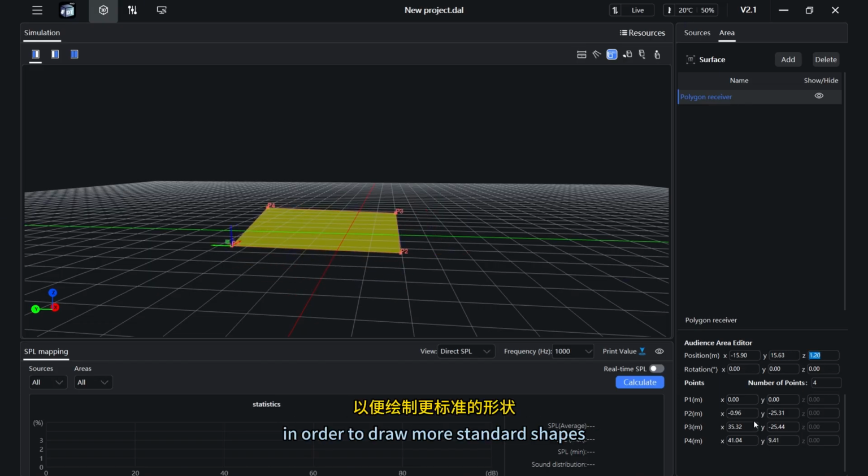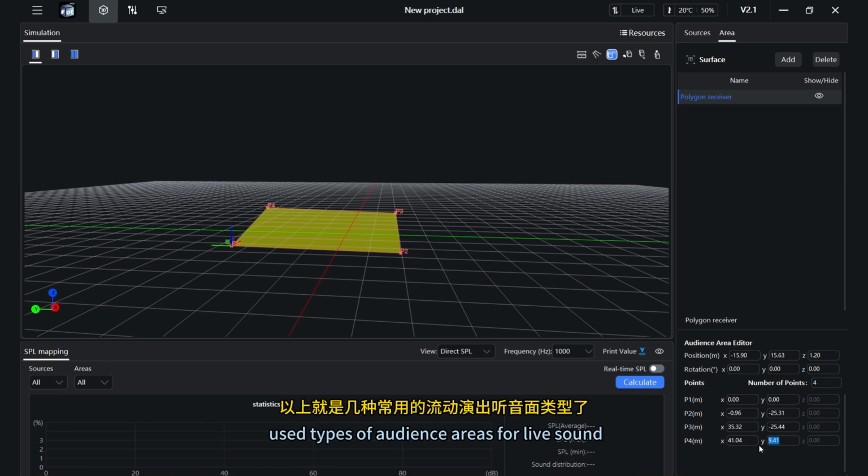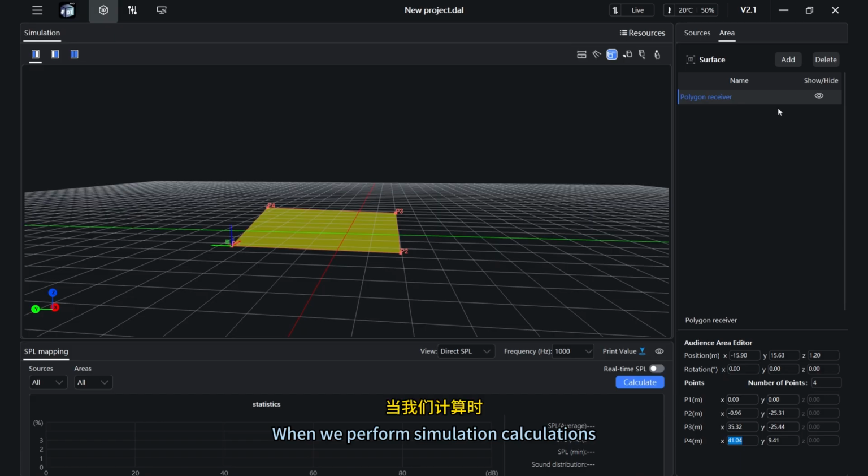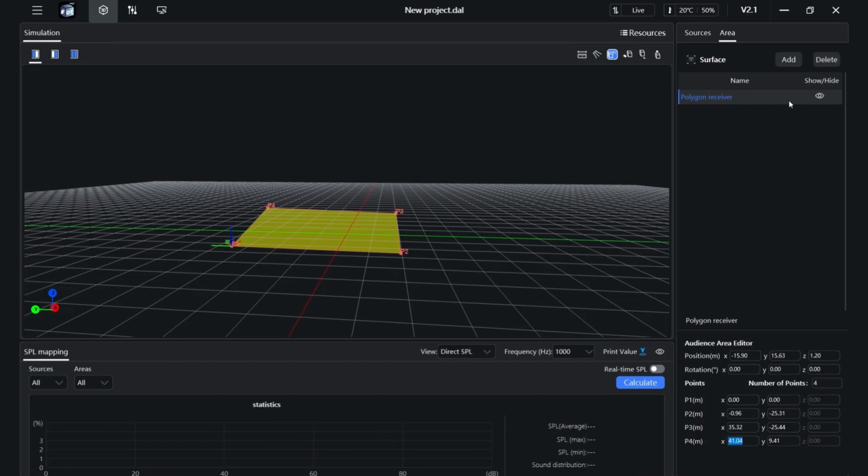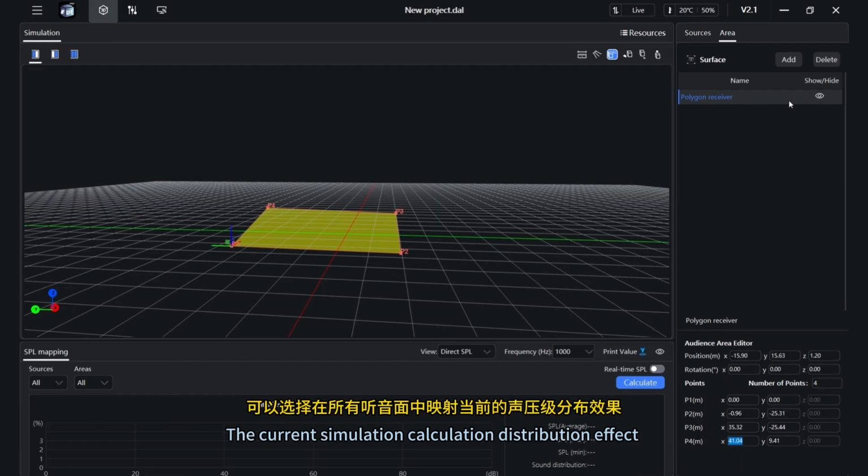In order to draw more standard shapes, the above outlines several commonly used types of audience areas for live sound. When we perform simulation calculations, the current simulation calculation distribution effect may be mapped across all audience areas.